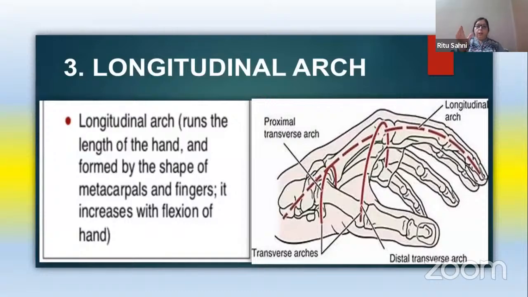And this is the longitudinal arch, which runs along the length of the hand and is formed by the shape of the metacarpus and the fingers. You can see in this picture how this longitudinal arch comes towards the finger and crosses like bridges over the proximal versus the distal arch. So it will also provide stability. It is coming like this structure.